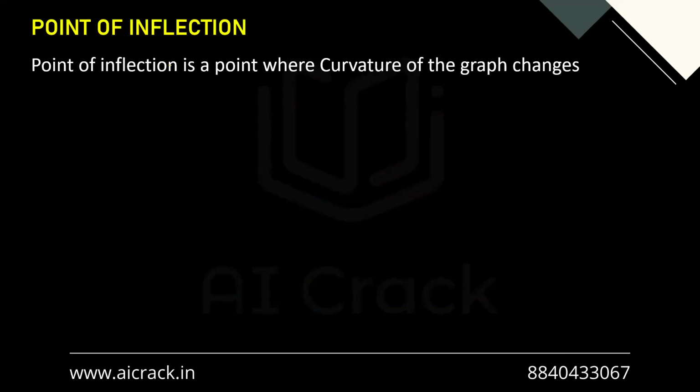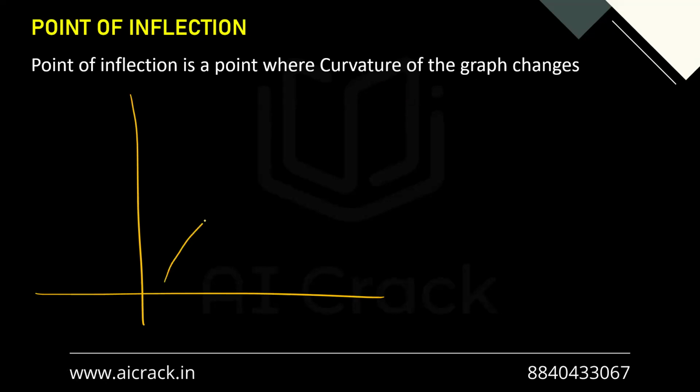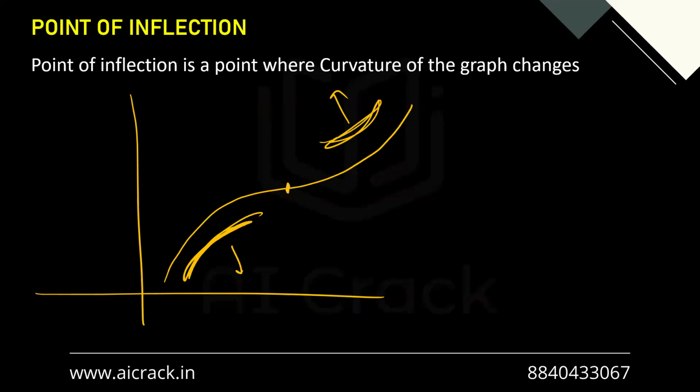And now let's talk about point of inflection formally. So point of inflection is a point where curvature of graph changes. So what do we mean by that? We have a graph like this. We can see that over here curvature is facing downwards. Over here curvature is facing upwards, right? And it is decided by this particular point. On the left hand side of this, curvature is facing downwards. On the right hand side of this, curvature is facing upwards. So this particular point is called point of inflection.